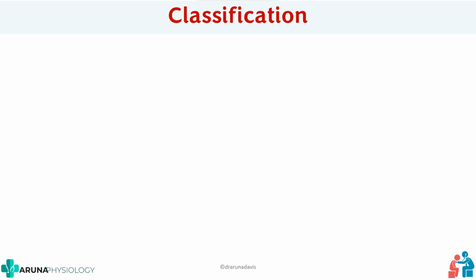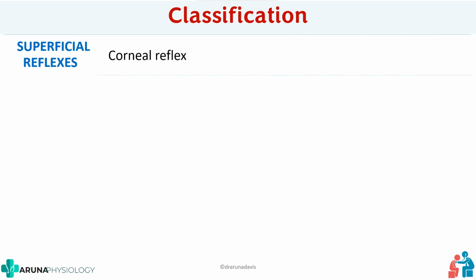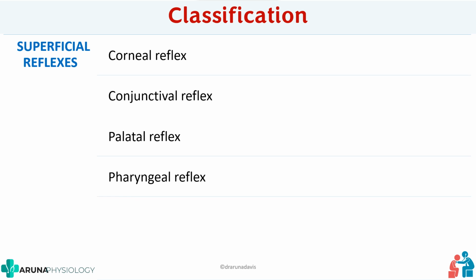Reflexes can be classified into superficial reflex, deep reflex and visceral reflex. Under superficial reflexes we have the corneal reflex, the conjunctival reflex, the palatal reflex, the pharyngeal reflex, the abdominal reflex, the plantar reflex. We also have the cremasteric reflex, but it is not done routinely.